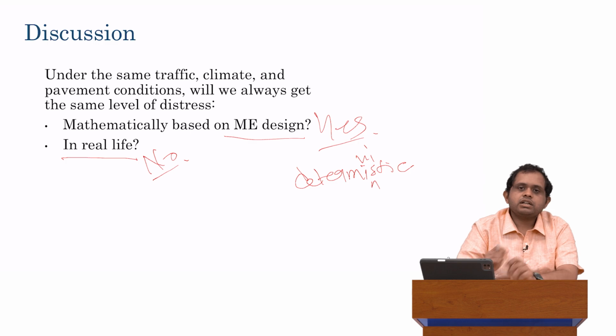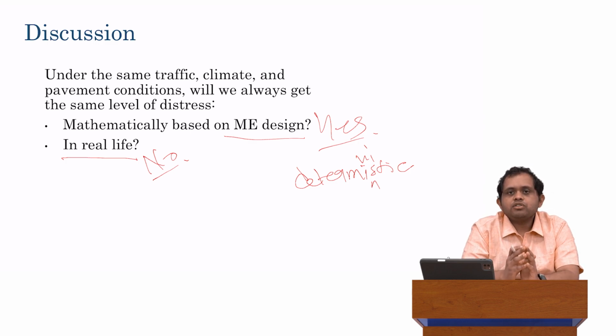So mathematically, the mechanistic empirical design, as we've learned so far, is a deterministic process. It's always giving us the same answer for the same set of inputs. In reality, however, it doesn't happen. Identical pavements or nearly identical pavements can result in very different amounts of distresses at the end of their service life.